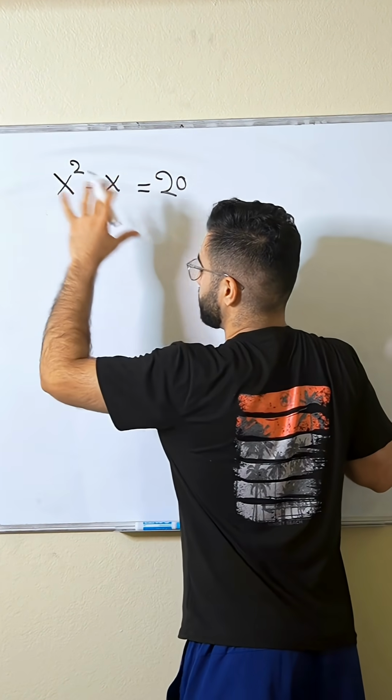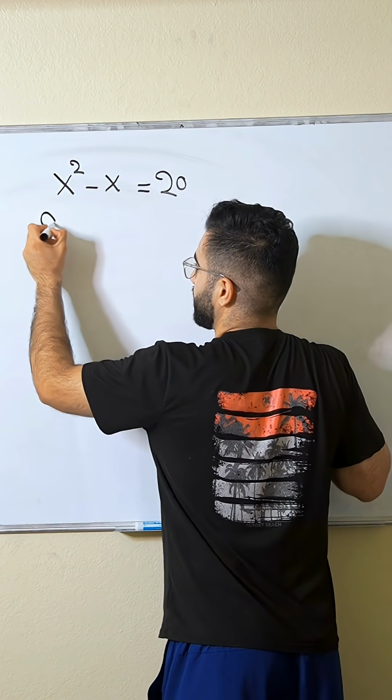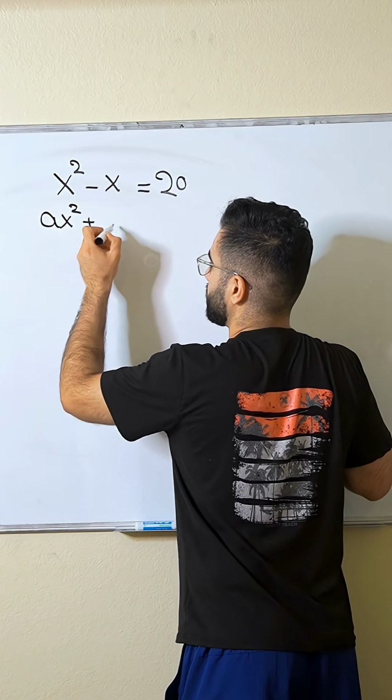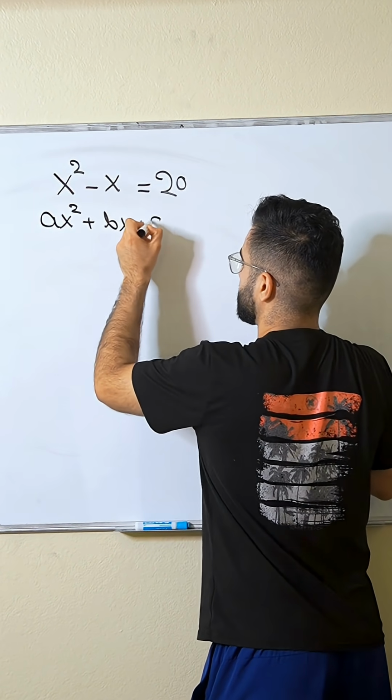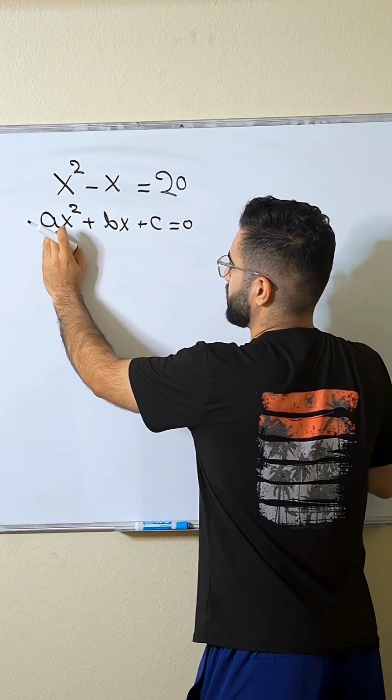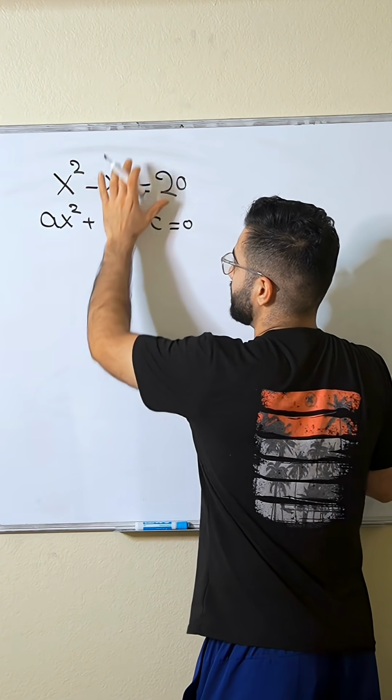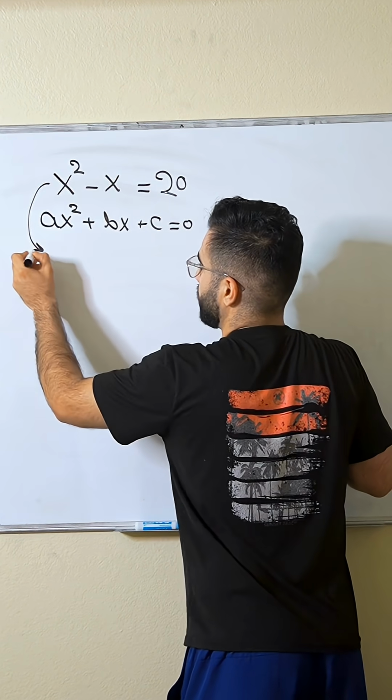What is the equation for the quadratic formula? A times x to the power of 2 plus bx plus c. This is like a universal formula. So we have to bring this equation into this form. So how do we do that?